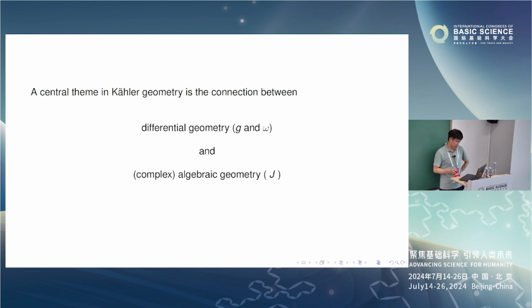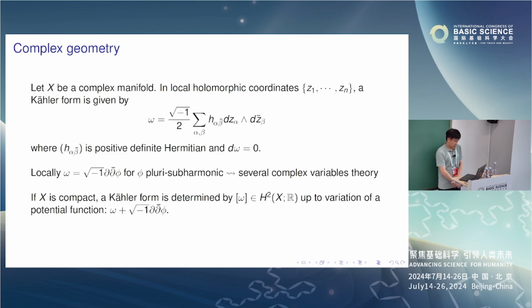A central theme in Kahler geometry is the connection between differential geometry, which deals mostly with the metric, and also the symplectic form, and complex algebraic geometry, which is just the complex structure J. So there are two ways of entering Kahler geometry.